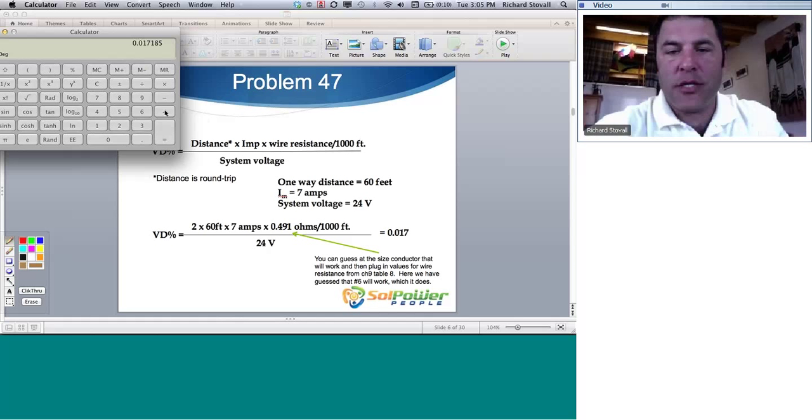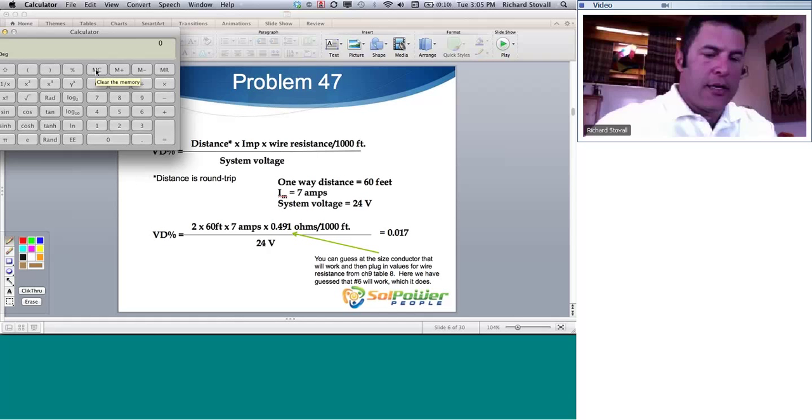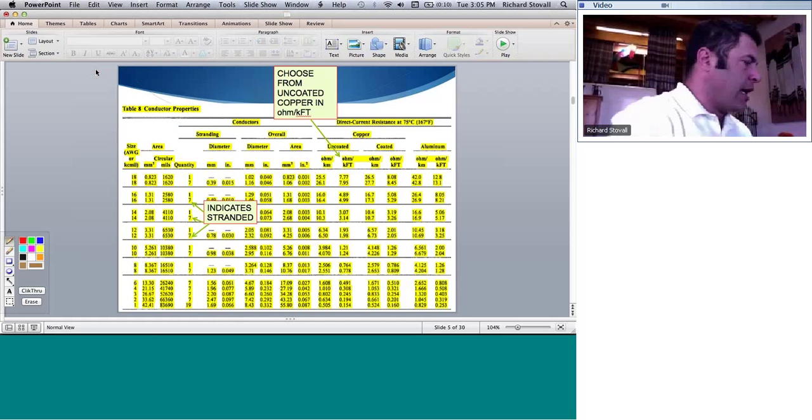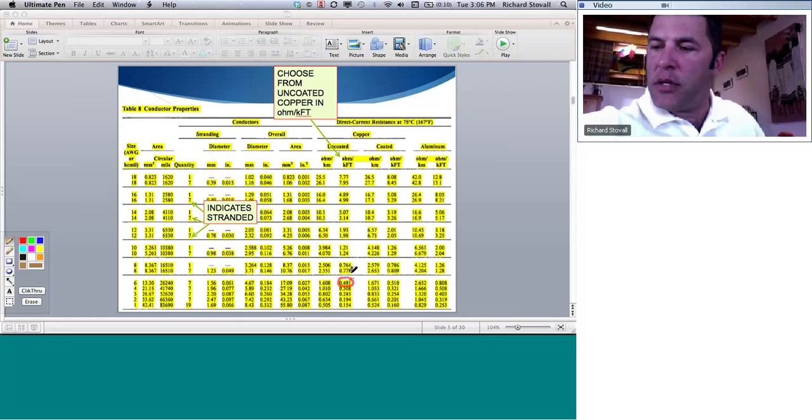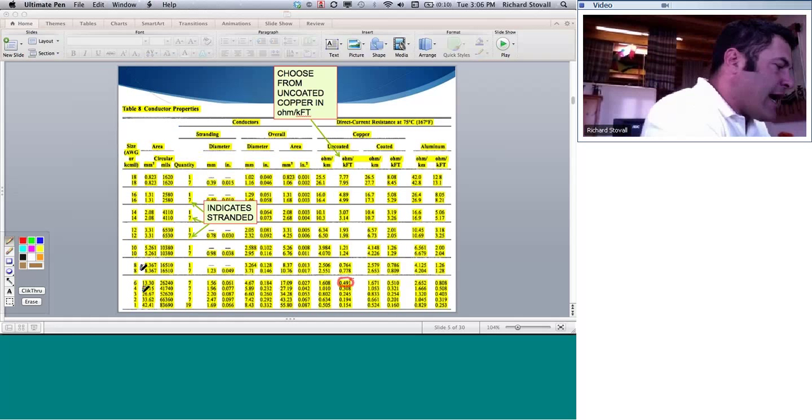However, you still don't know if that's the smallest conductor size, okay? To determine whether it's the smallest conductor size, you actually need to plug in the resistance for the next smallest conductor and then see what the percentage of voltage drop you get with that, okay? So, going back to this table, okay? So we were at 0.491, and if we want to go to the next smallest size, that would be 8 gauge stranded, which has a resistance of 0.778 per 1,000 feet.